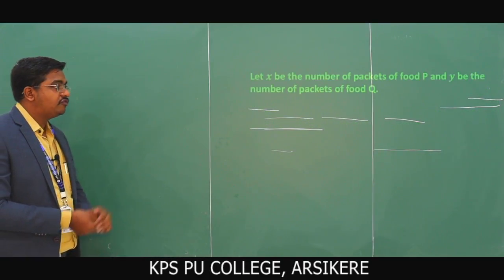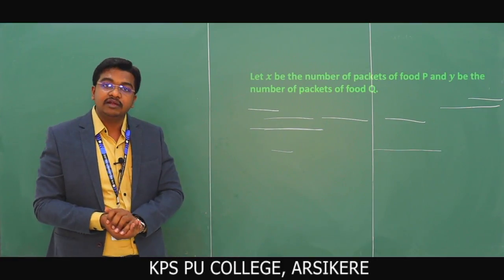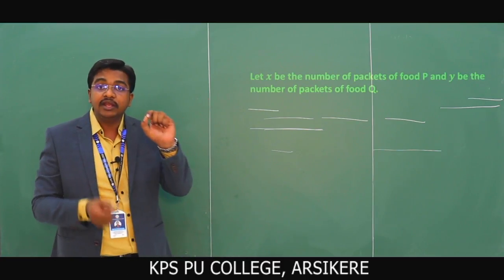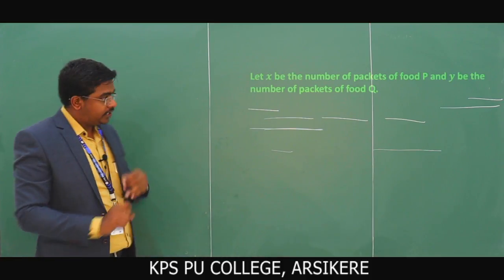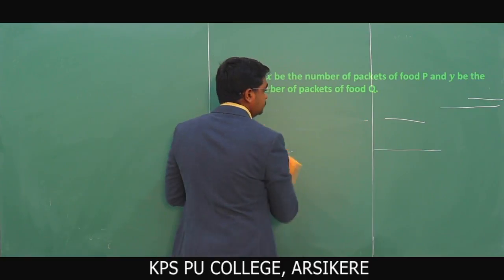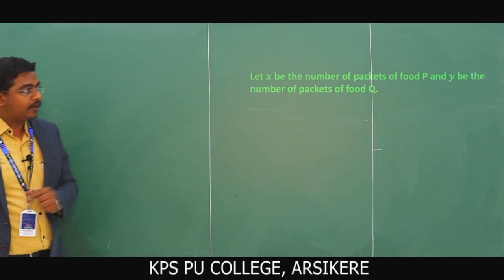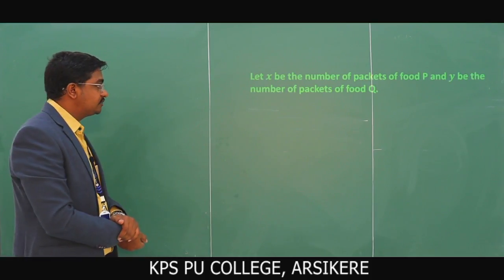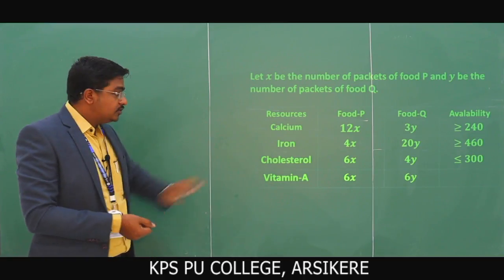First and foremost, convert the entire problem to mathematical form. Here we have to take the decision variables and non-negativity. Just observe here. Let x be the number of packets of food P and y be the number of packets of food Q. Next, when you convert the entire problem to mathematical form, you get this table.